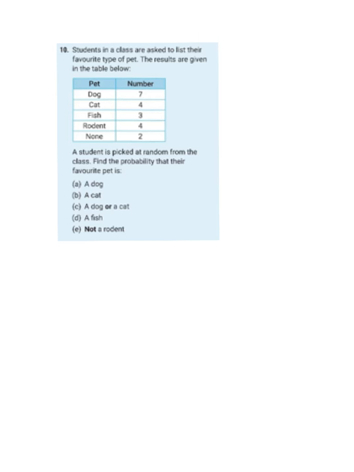Okay, so I'll just do another example here. It says students in a class are asked to list a favourite type of pet. So the results are shown. Seven have a dog, 4 people have a cat, fish is 3, 4 have a rodent, and 2 have none. A student is picked at random from the class to find the probability of getting a dog.